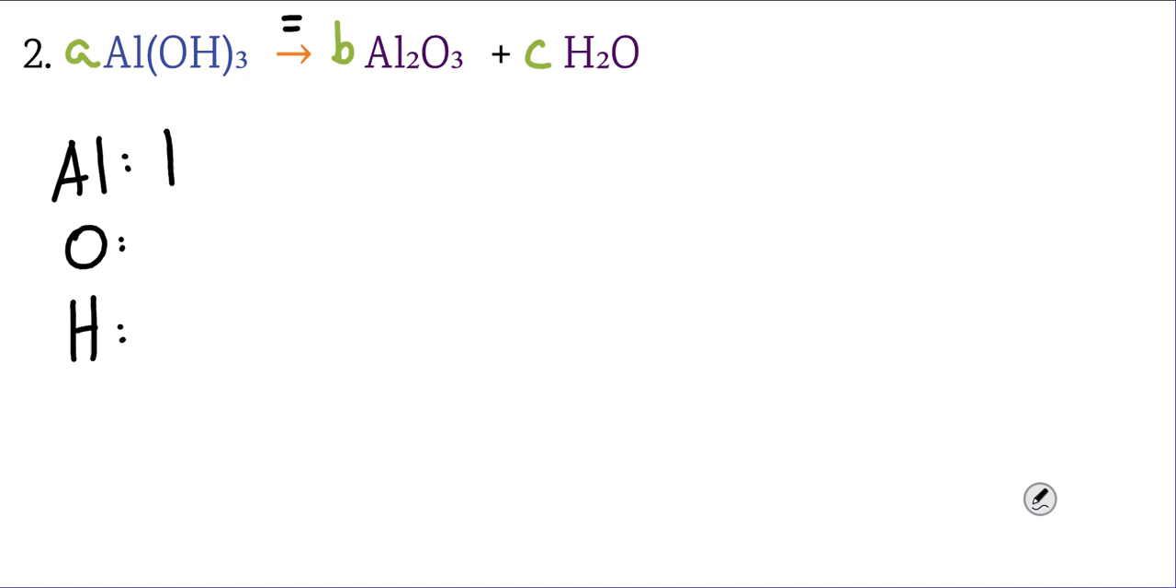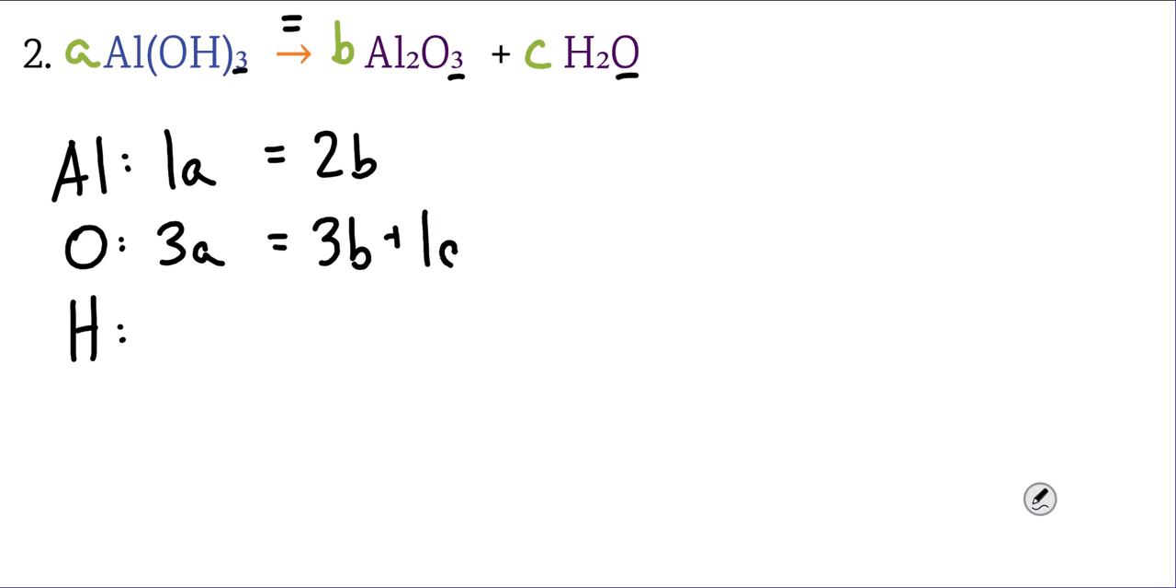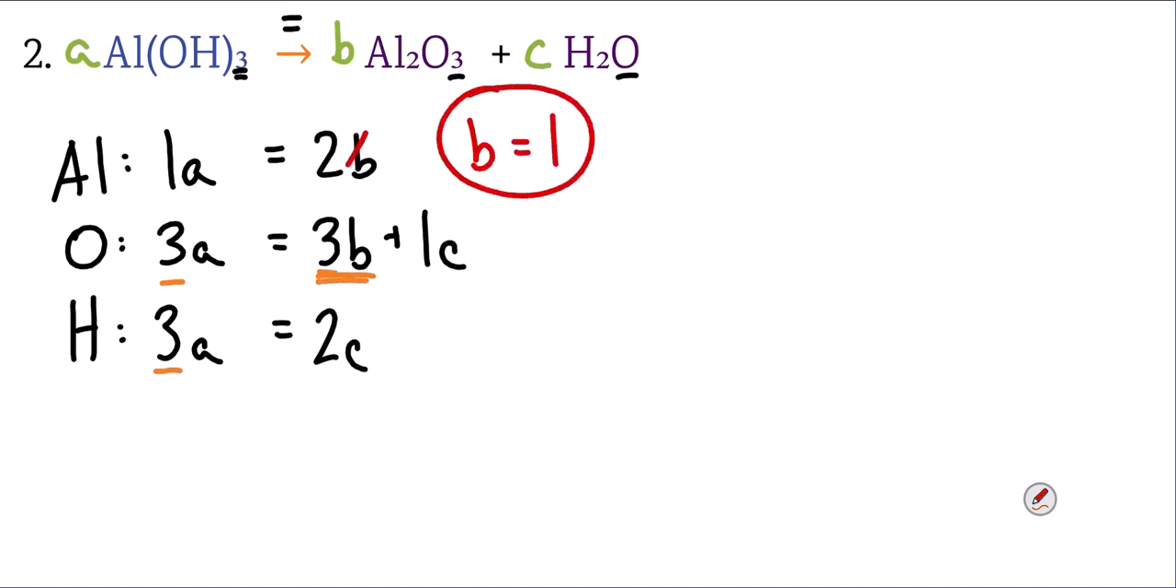Then create linear equations for each of the atom types involved, counting up the number of that atom associated with whichever variable or coefficient it belongs with. We've done this for aluminum, 1A equals 2B. For oxygen, 3A equals 3B and 1C. And for hydrogen, 3A equals 2C.